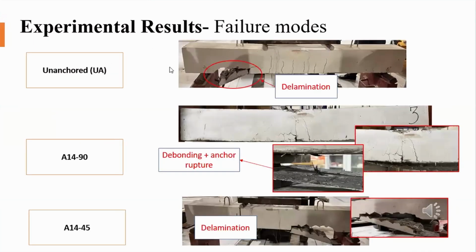Coming to the experimental results, the failure modes first. Now, the typical failure of strengthened unanchored beams is always delamination. So our unanchored beam failed by delamination. As we can see here, the concrete cover was separated from the rest of the beam. Now, the beam anchored with 14 millimeter at 90 degree angle failed by debonding plus anchor rupture, while the beam anchored at 45 degree angle failed by severe delamination, and it was abrupt, and the concrete cover separated suddenly.